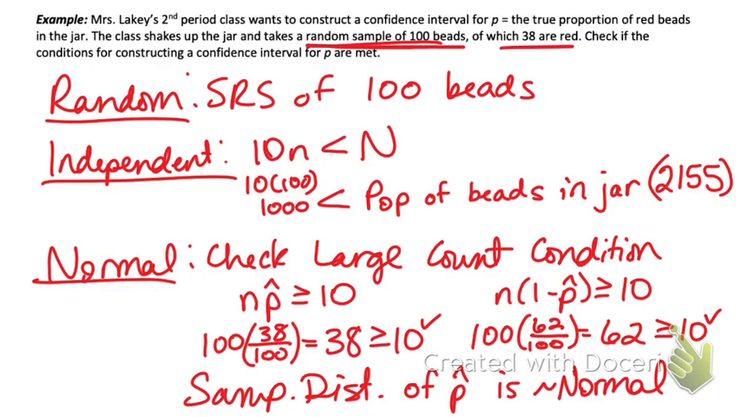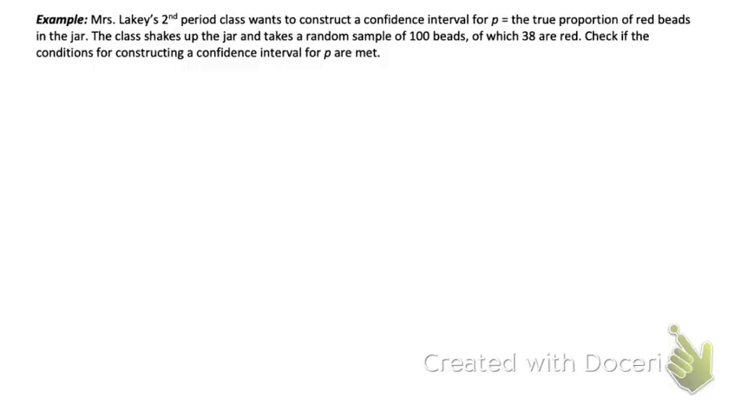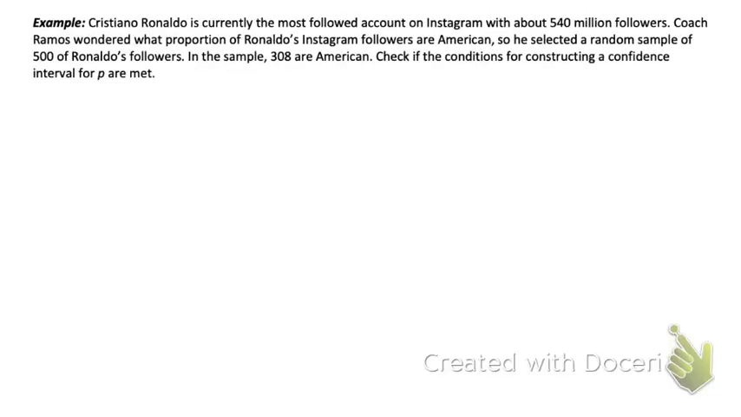Okay, next problem. Cristiano Ronaldo is currently the most followed account on Instagram with about 540 million followers. Coach Ramos wondered what proportion of Ronaldo's Instagram followers are American, so he selected a random sample of 500 of Ronaldo's followers. In the sample, 308 are American. Check to see if the conditions are met.